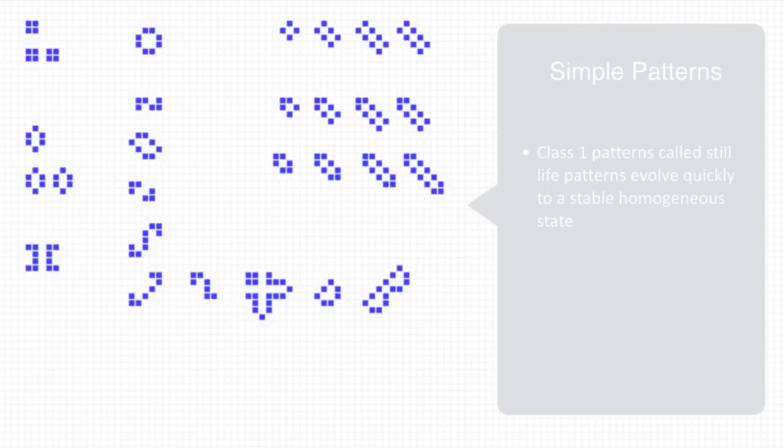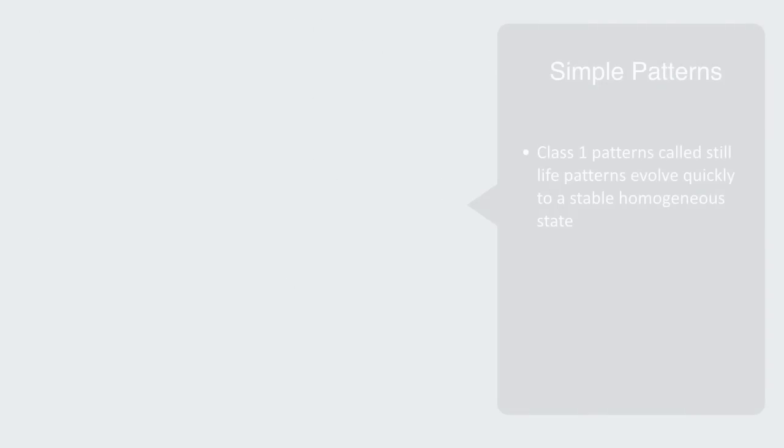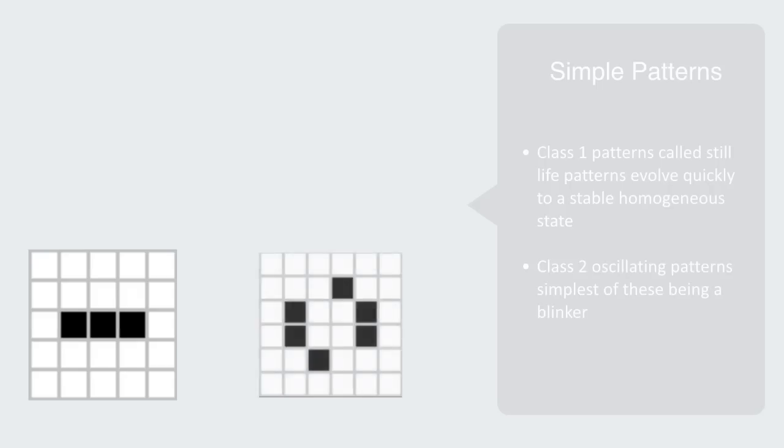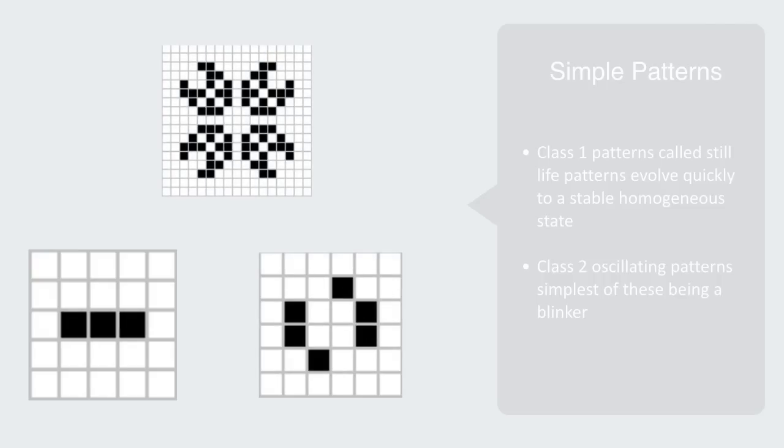The second class of pattern we may get is where the system evolves into an oscillating structure, the simplest of these being a blinker that has a period 2 oscillation. We can also have oscillating structures that cycle over prolonged periods of time. For example, a pulsar has a period 3 oscillation, but oscillators of many more periods are known to exist.